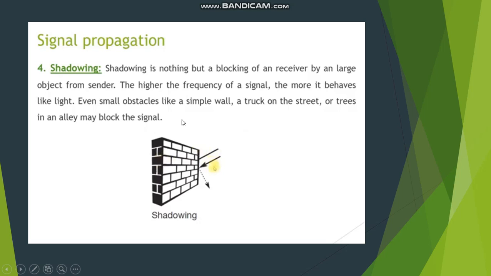Even small obstacles like a simple wall, a truck on the street, or trees in an alley may block the signal. मतलब it is not necessary that it has to be something related to radio objects only. It can be a truck, it can be a wall, it can be trees, it can be anything that acts as an obstacle in between from transmitter to receiver. So even all these things make the signal weak, because if it is hitting the surface it will be reflecting, and the first point only we saw that if it is reflecting, the strength of the reflected signal is weak compared to the original signal. So the next factor affecting is nothing but shadowing.